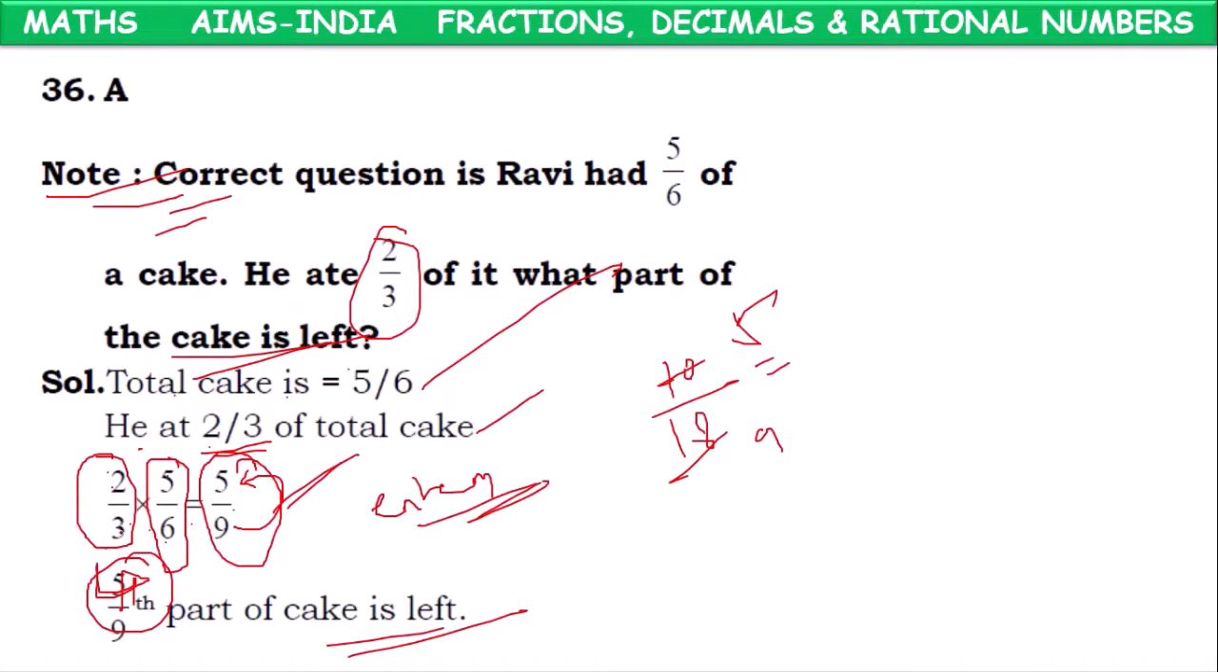So 2 by 3 of 5 by 6 is eaten. Means 2 fives are 10, 3 sixes are 18, 2 fives are 10, 2 nines are 18. 5 by 9th part of the cake is eaten. So how much part is left? 4 by 9th part of the cake is left.